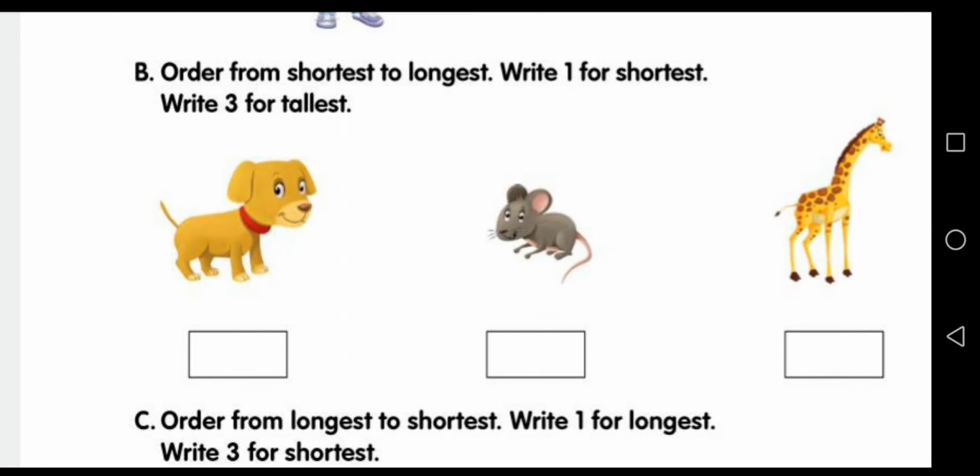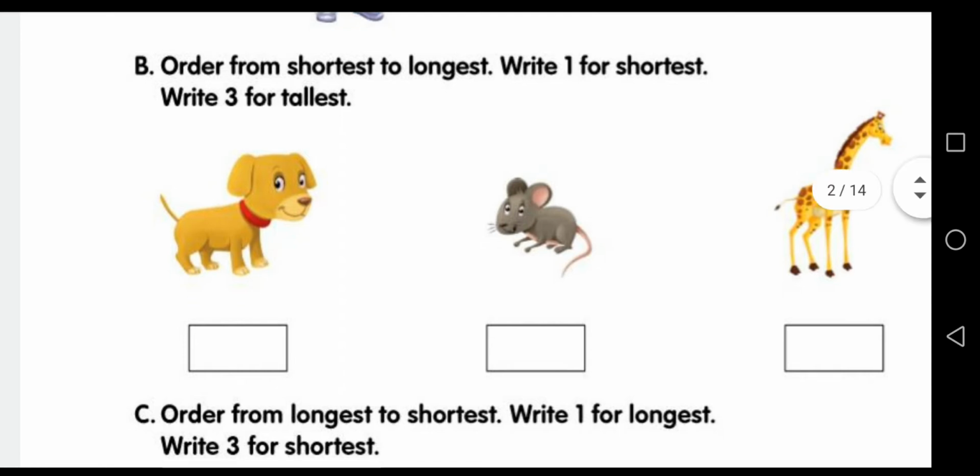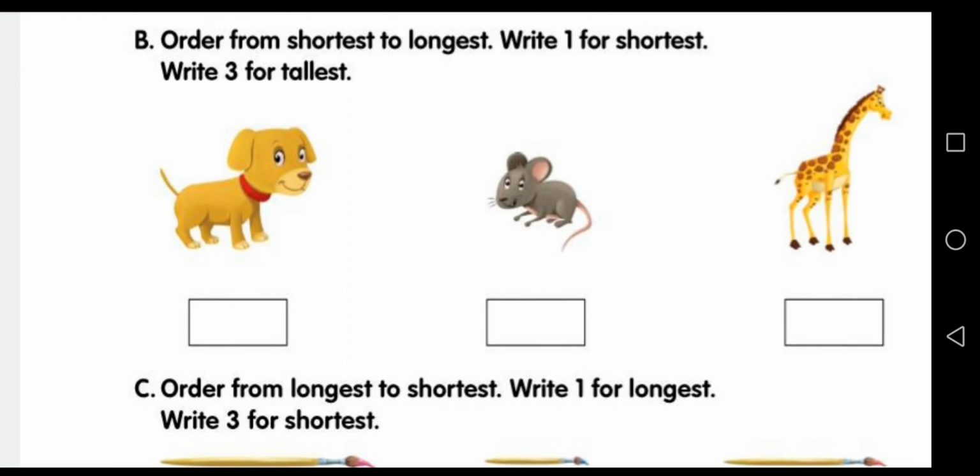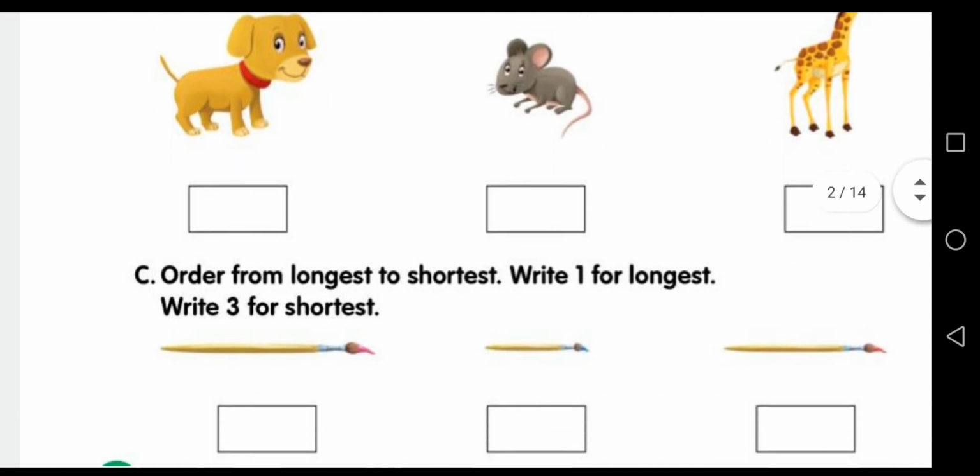Now, where is the tallest animal? Is it the dog or the giraffe? What do you think? The giraffe. Excellent. So, this means that the dog will be number 2. The dog is in between. So, I have 1 for the mouse, 2 for the dog, and 3 for the giraffe.